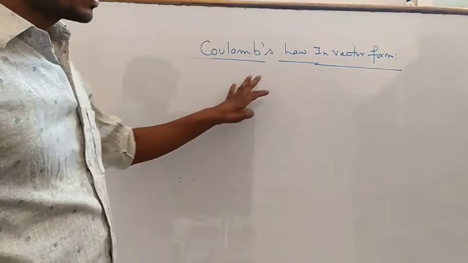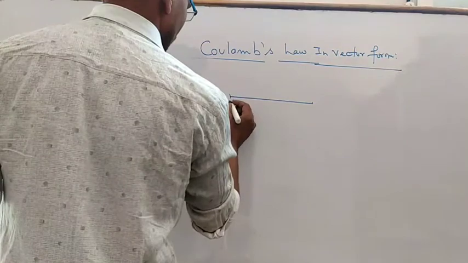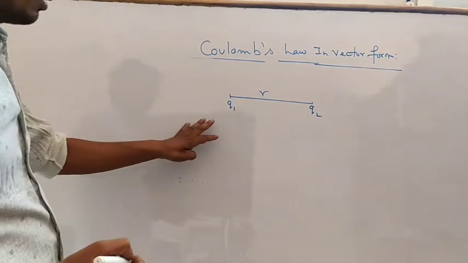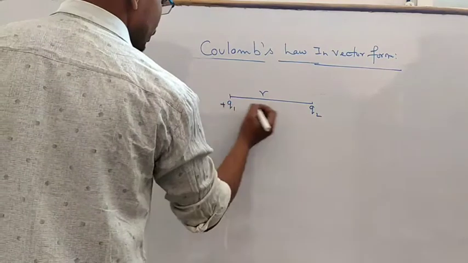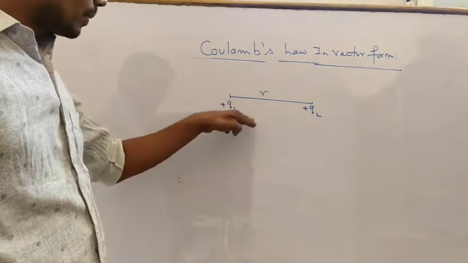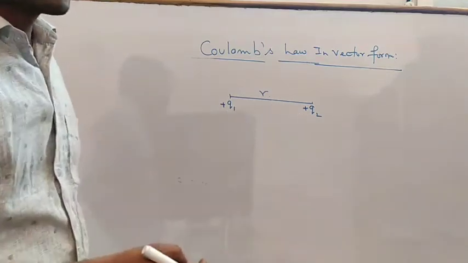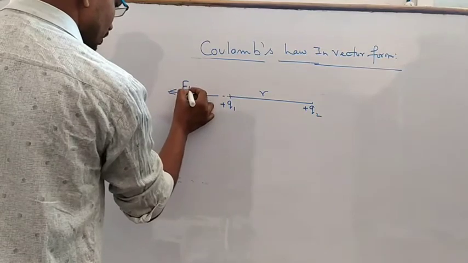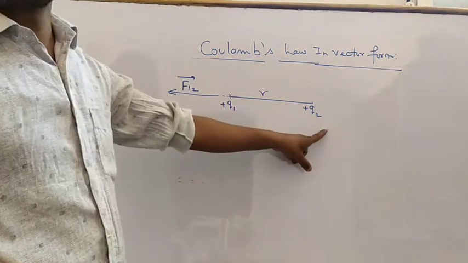For Coulomb's law in vector form, suppose the same thing is there: two charges separated by a distance r. Suppose we take the same type of charges, plus and plus, so they apply a repulsive force. Suppose in this direction is the vector F12, the force on charge 1, Q1, due to Q2.